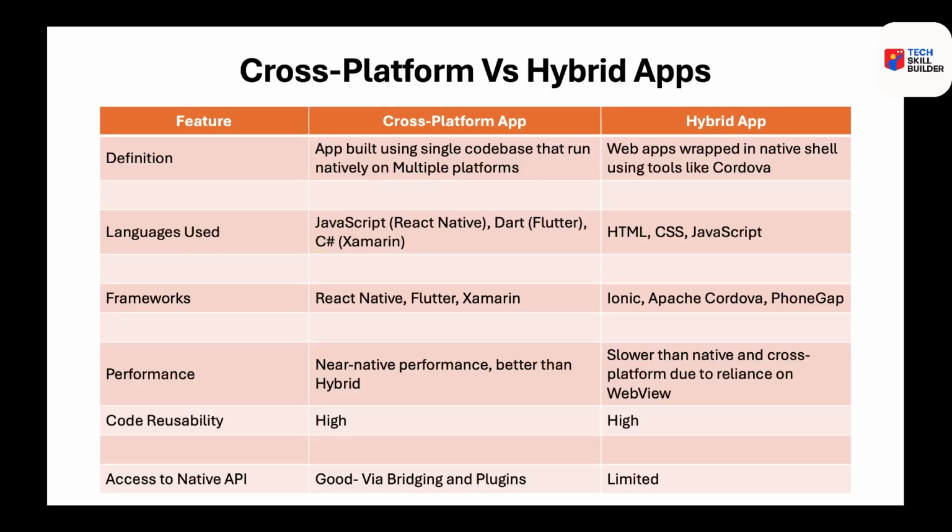In cross-platform, languages used are JavaScript for React Native development, Dart for Flutter, and C# for Xamarin. And in hybrid apps they use HTML, CSS, and JavaScript frameworks. So React Native, Flutter, and Xamarin are the cross-platform frameworks. In hybrid apps, it's Ionic, Apache Cordova, and PhoneGap.